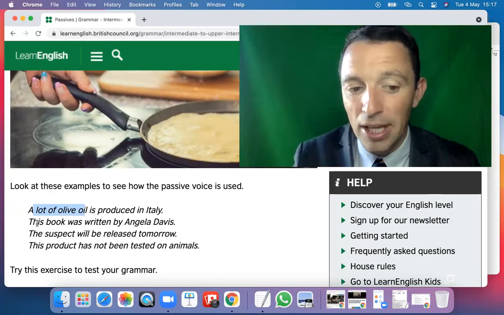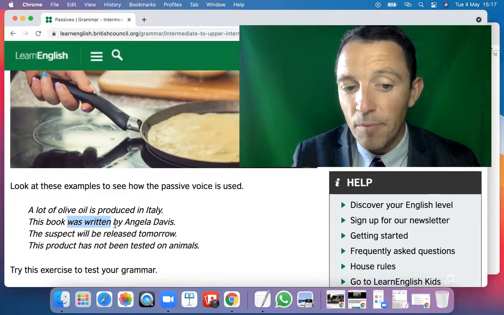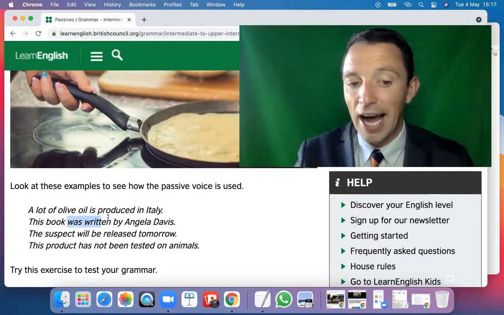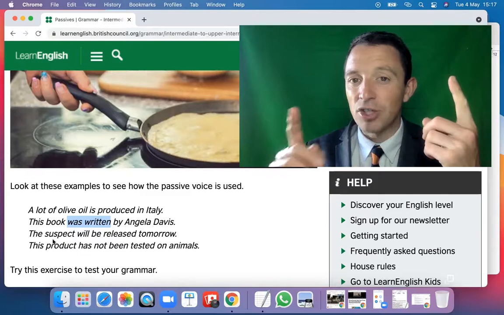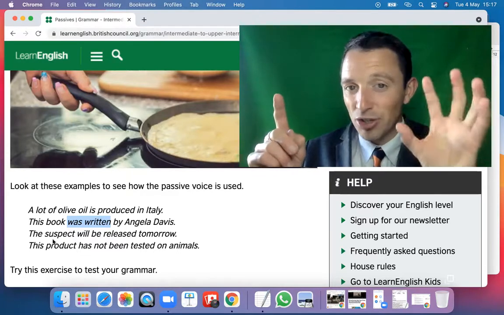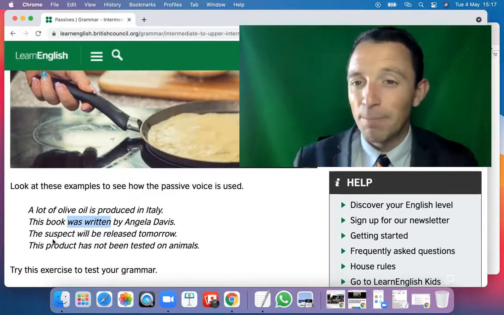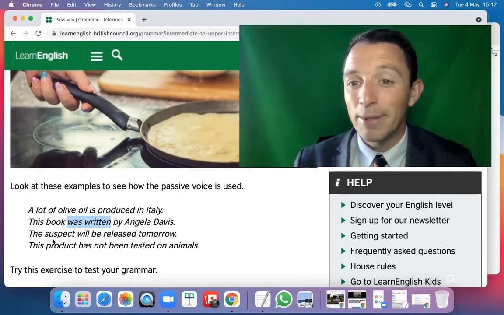The second example, this book was written by Angela Davis. So we have the auxiliary verb to be plus the participle written, and that's already the passive. So the active is Angela Davis wrote this book, and the subject in that structure, the focus is Angela, but in this passive structure, the focus is the book. And that's really the big difference again between the two sentences.